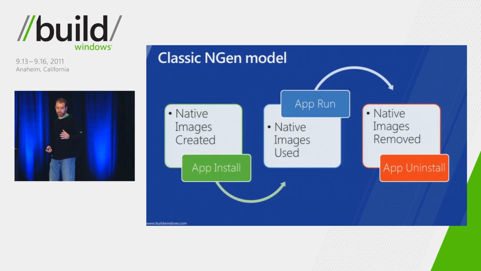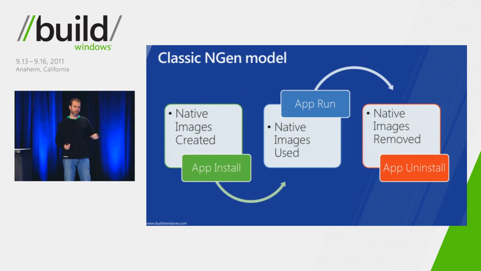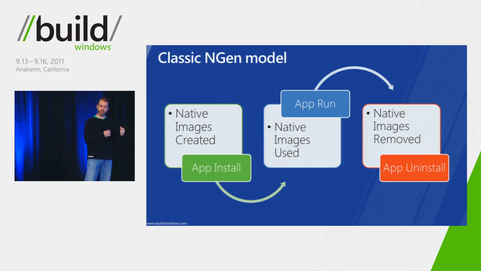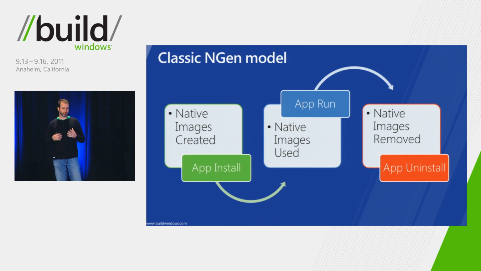So before I talk about the solution, I also want to talk about the classic engine model and the difficulties there. Before, we had these three separate steps. You've got to install your app, and at install time, that's when you create your native images. You call engine install. You've got to figure out what's the right set of command line arguments to pass to that thing. You've got to figure out how to write the right custom action so that your MSI does that correctly. There's a lot of pain there.